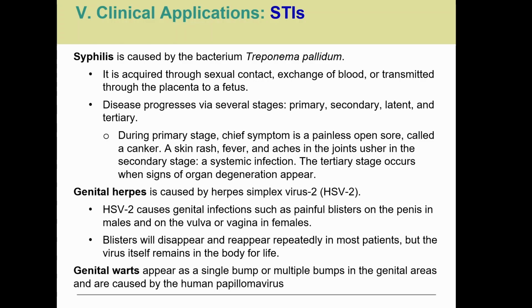Genital warts is another one that will cause bumps on the genital areas. This is caused by HPV. It's important to note there are a lot of different strains of HPV. Some of them are more related to genital warts and others more related to cancer. The vaccine for HPV protects you against strains related to cancer.